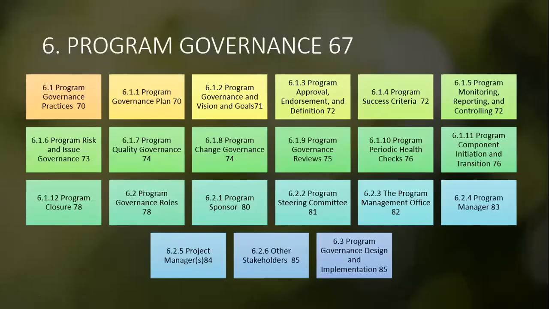Chapter 6 is all about program governance. There are 3 big things here, and I'm not going to go into them, but we've got program governance practices, program governance roles, and program governance design and implementation.